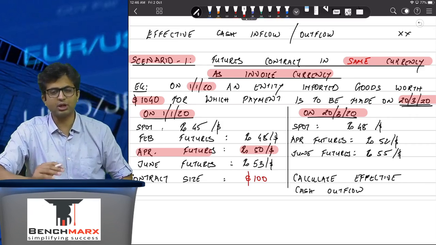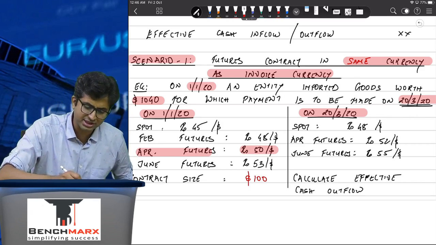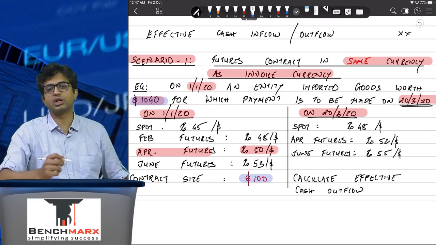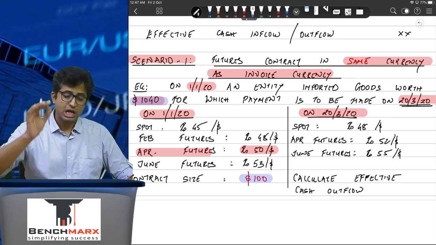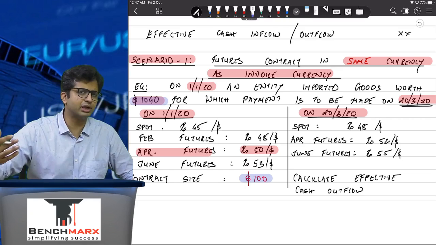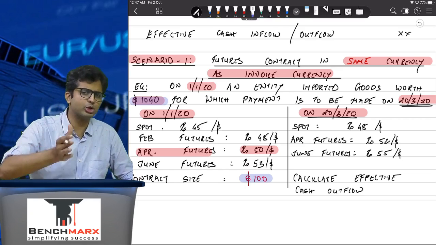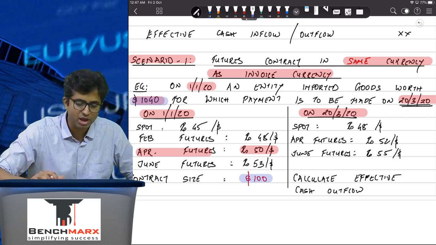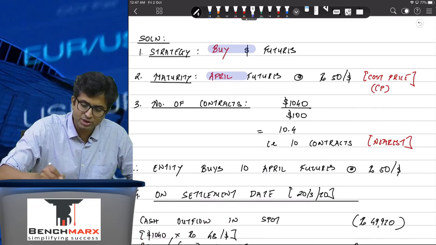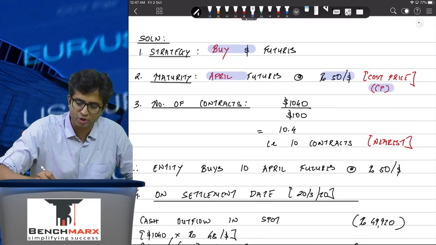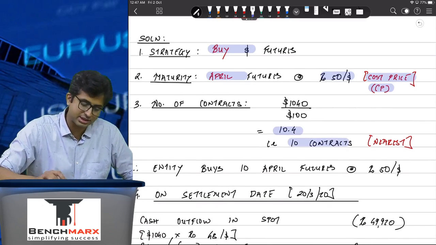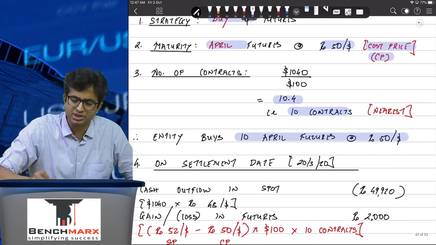That is at ₹50. Now you want to find the number of contracts. How will we find the number of contracts? Your invoice is 1040, whereas the contract size in your futures is 100. So 1040 divided by 100 will give you 10.4 contracts. We cannot deal with 0.4. It's either 10 or 11. Preferably you take 10, which is the nearest number. So your strategy is buy dollar futures. April futures at the rate 50, you are buying, and hence this is like the cost price CP. Number of contracts is 10.4, so you round it off to the nearest, that is 10. So the entity should buy 10 April futures at the rate of ₹50.